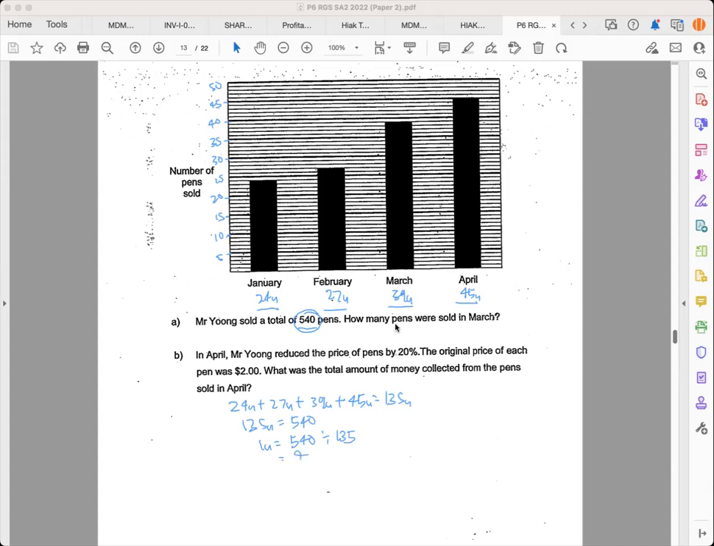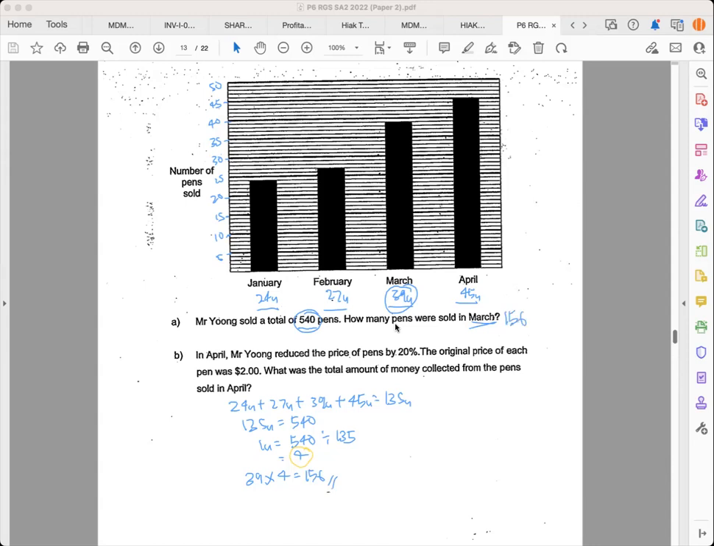Very important. Just remember it's 4, the value of 1 unit. Now the question is, how many pens sold in March? March is 39 units. So it's 39 times 4, 156. So that's the answer for part A. Now let's look at part B.